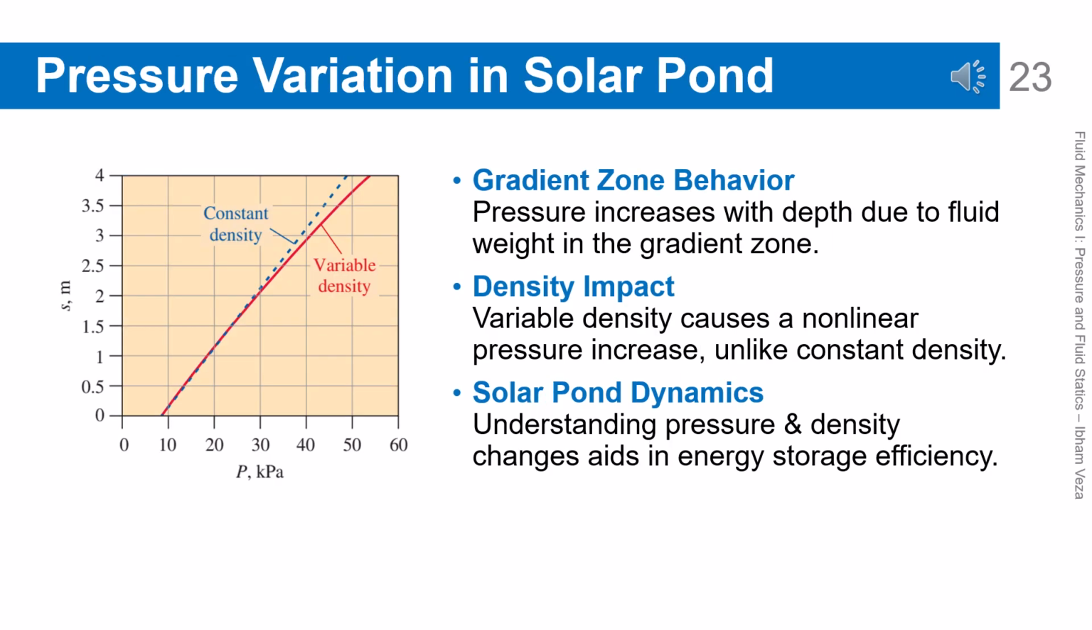Pressure variation in solar pond. In a solar pond, fluid density can vary with depth, so the pressure distribution is no longer perfectly linear. In the gradient zone, pressure still increases with depth, but at a different rate. Density variation affects how thermal energy is stored in the pond. Analysis of pressure and density is essential to understand system performance. This example shows the limitation of the constant density assumption.